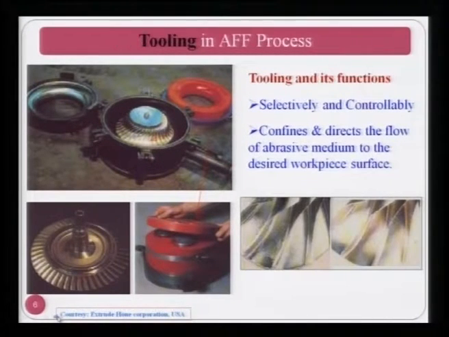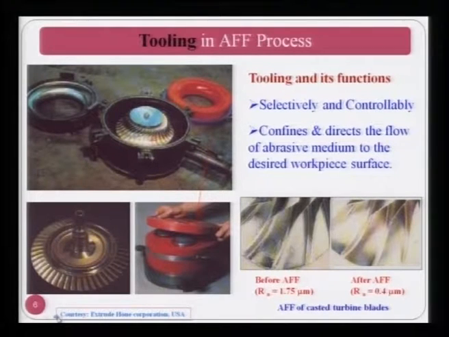Now you can see here on the left side the component, various blades are shown over there, and their Ra value is 1.75 micrometer before abrasive flow finishing process, and after abrasive flow finishing process its Ra value has come down to 0.4 micrometer, that is 400 nanometer. You can clearly see the difference qualitatively in the unfinished and the finished blade of a cast turbine blade.